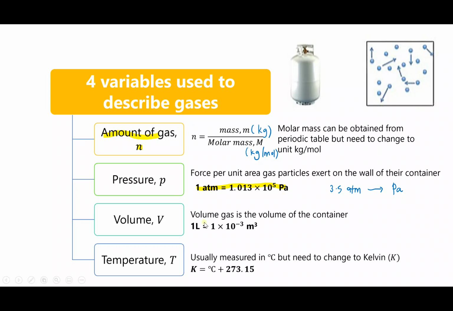And then volume, you have to know that volume of the gas is the volume of the container, because we know that the gas will occupy the container. So 1 liter is equivalent to the SI unit 1 times 10 power of negative 3 meter cube. This you also must know. Everything must be written in SI unit. So our SI unit here is Pascal, and here must be in meter cube. So if given in a different unit, a non-SI unit, you must know how to convert.